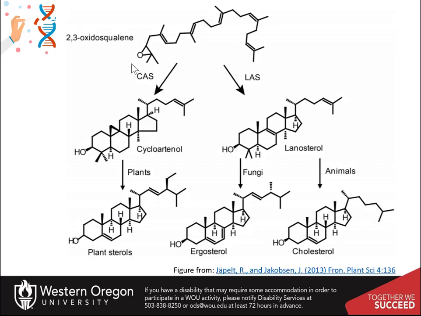Squalene is then oxidized to an epoxide and undergoes cyclization reactions to produce the A, B, C, and D steroid ring structures. Within plants, cycloartenol is formed and serves as the core steroid structure that all others are produced from. In fungi and animals, the 2,3-oxidosqualene is cyclized to lanosterol. Fungi convert this to ergosterol, and animals to cholesterol. In animals, cholesterol then serves as the backbone for the synthesis of the other steroids.